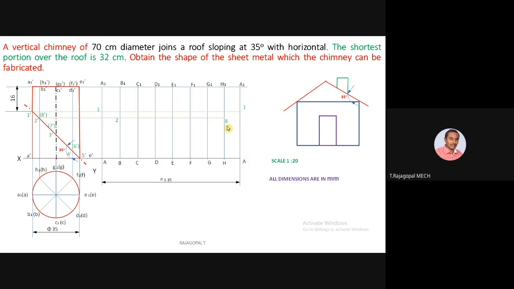Once you are extending, check how many points lie on the same line drawn parallel to XY. So 2 and 8. Next it is 3 and 7. 3 is on CC1, 7 is on GG1. Next is 4 and 6. 4 is on DD1, 6 is on FF1. 5 dash, which is exactly on XY, is E dash. So here correspondingly E, make it as 5.